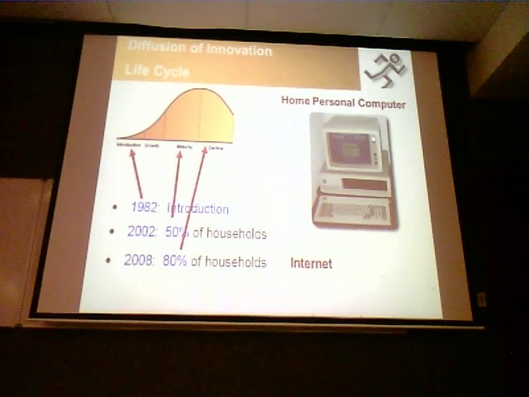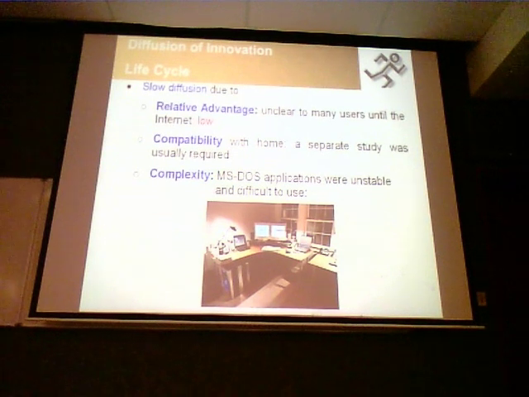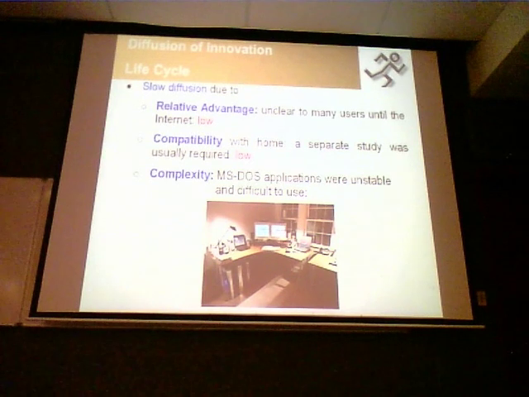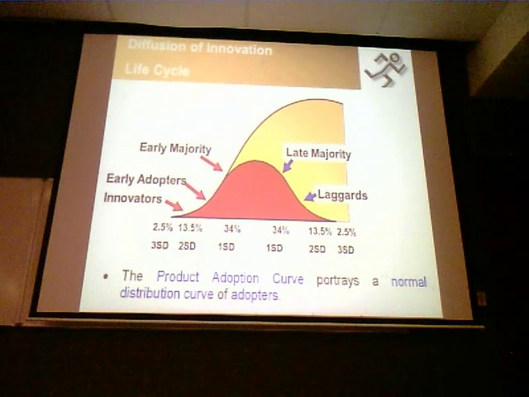Normally, where are they in a home? Do you need a separate room, a study or something like that, an area? It's not like a TV, where you can just plonk a TV in. Back then, when you had desktop machines, you pretty well needed a study or an office or somewhere to stick it. So on these things, the relative advantage, until the internet was born, was quite unclear, so low. Compatible with the home, you tended to need a separate study, and it was very difficult to use, so it failed on a number of dimensions. That's why it was so slow in the market.